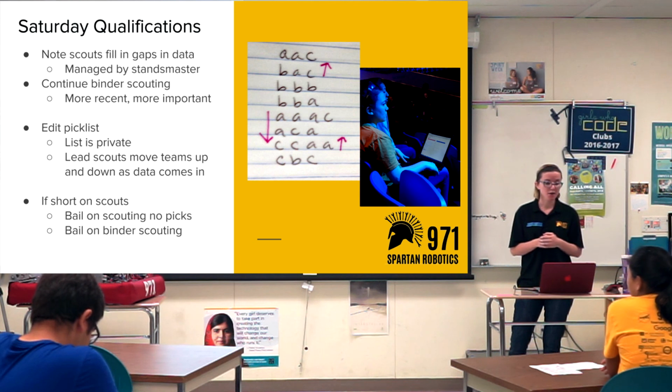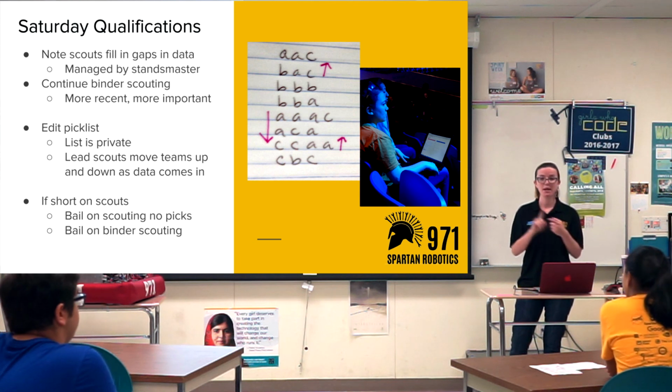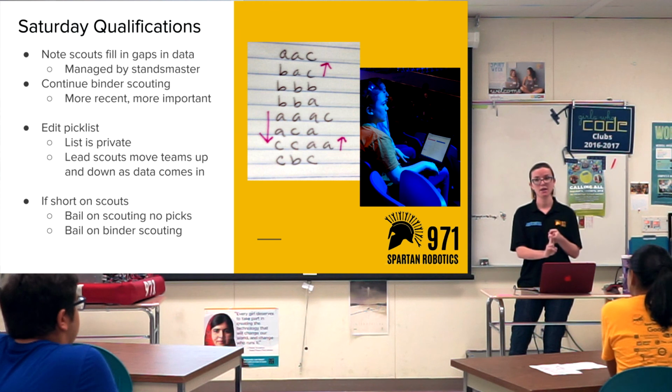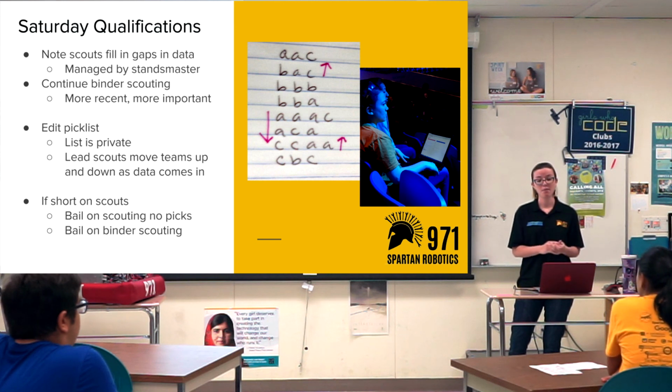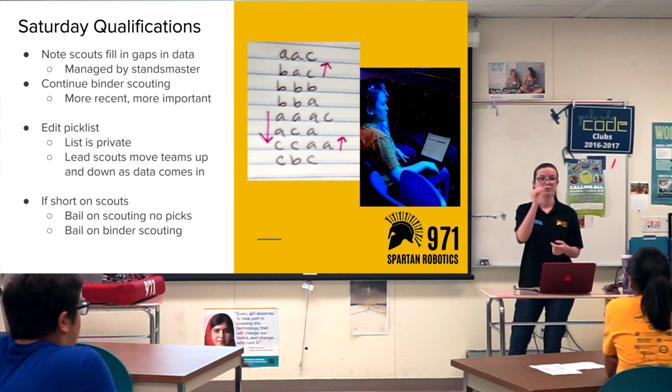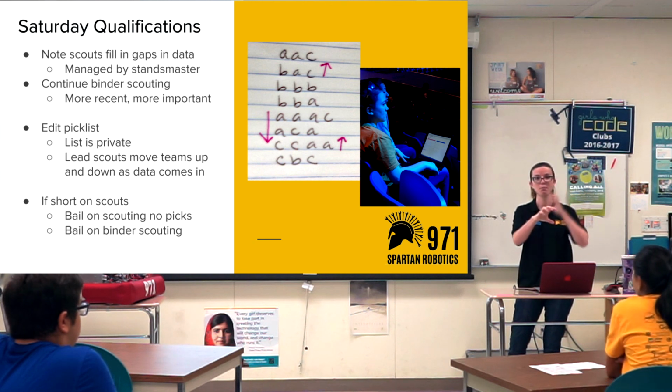At this point, another note: if you're short on scouts, bail on scouting no picks, bail on binder scouting. We keep binder scouting because we have the luxury of enough people to do it, but if you are working with not that many scouts, you really want to focus on the qualitative information. At least that's our philosophy, to focus on the qualitative information to fill in gaps in data and help you fine-tune the order within broader categories of top third, middle third, bottom third.